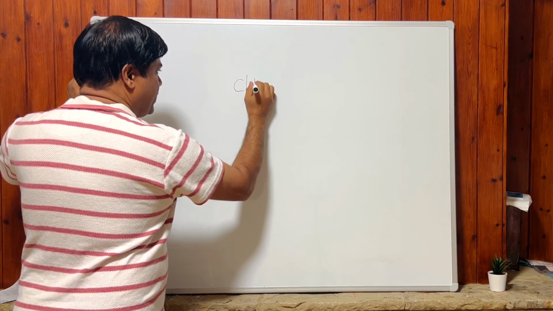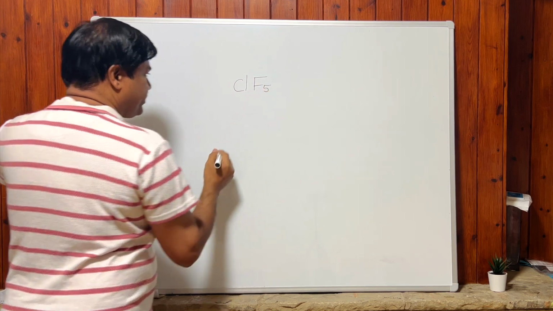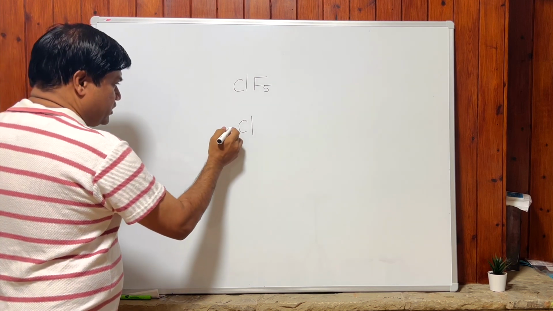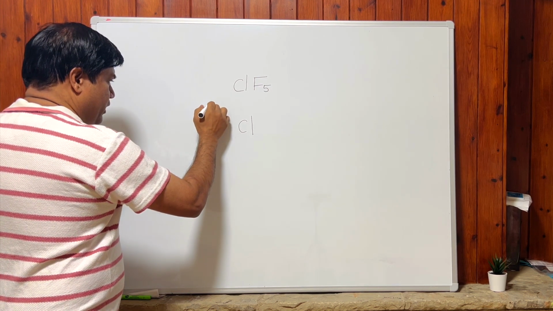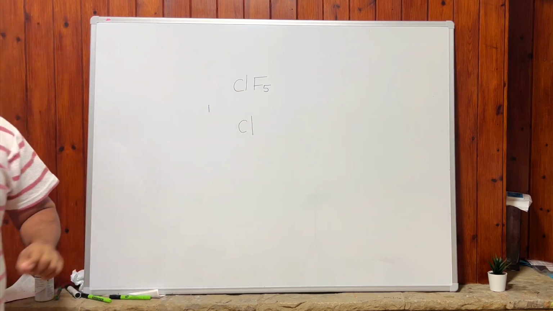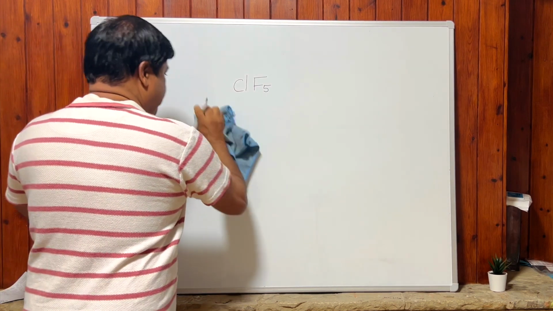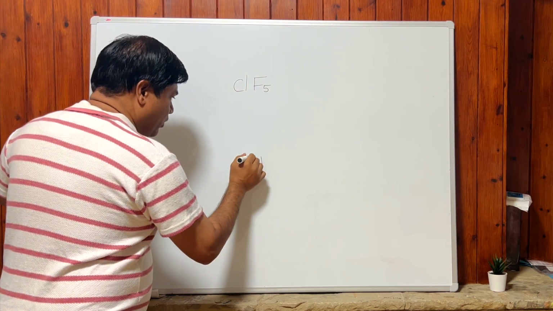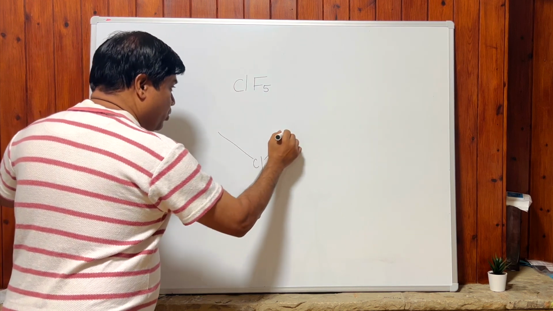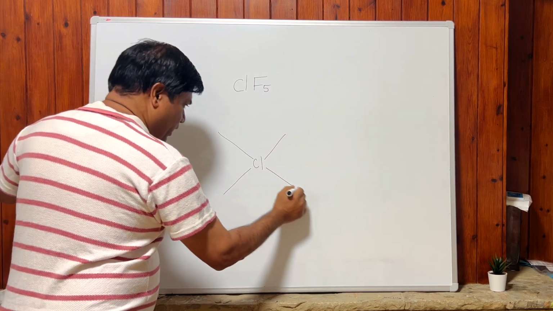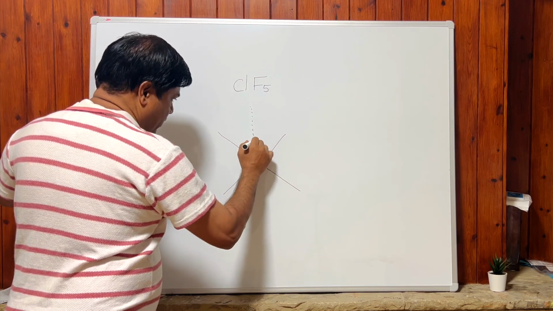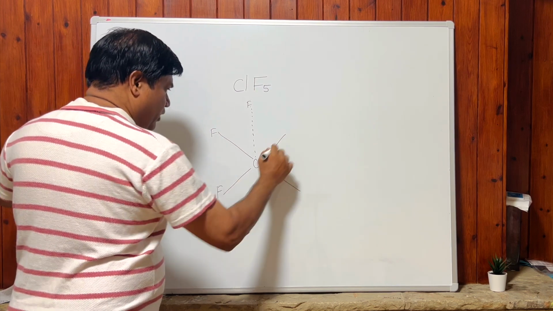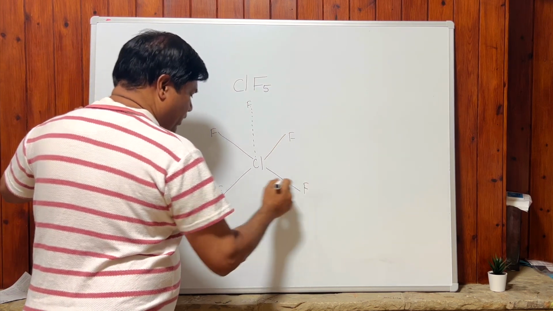Okay, chlorine pentafluoride. Look at the chlorine. Chlorine has 7 valence electron in the outer shell. So, look at that. Chlorine, one bond here, one bond here, one here, one here, one at the top. Fluorine, fluorine, fluorine, fluorine, fluorine.